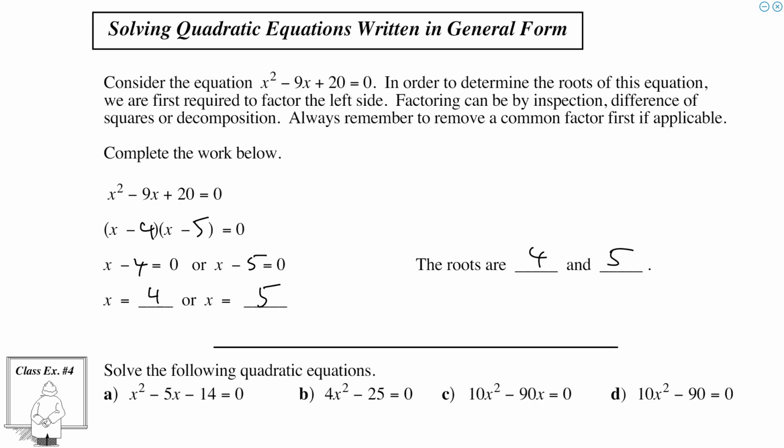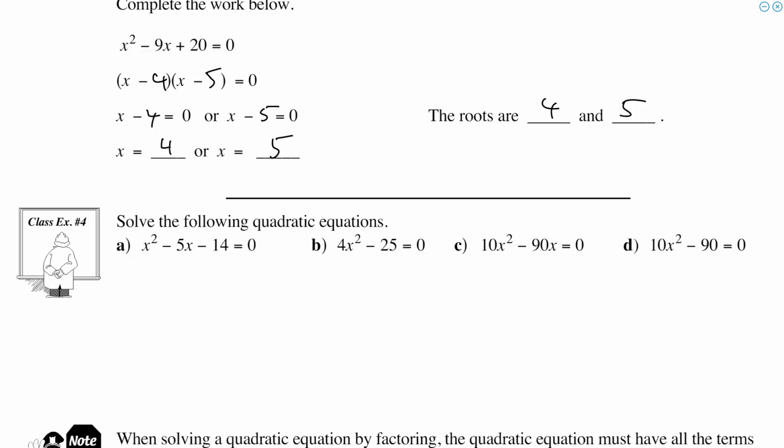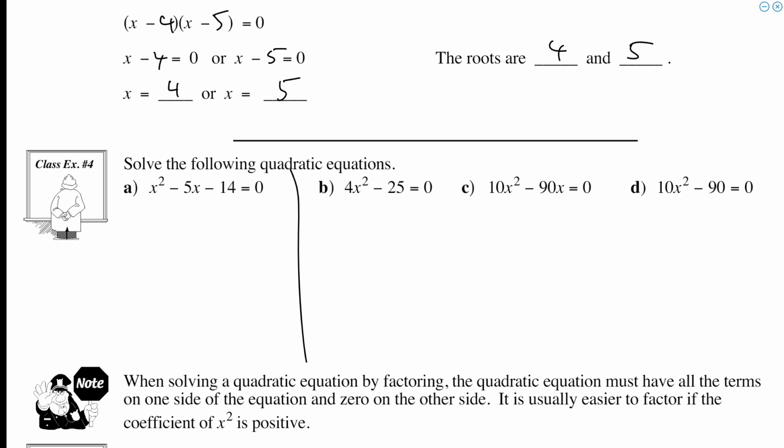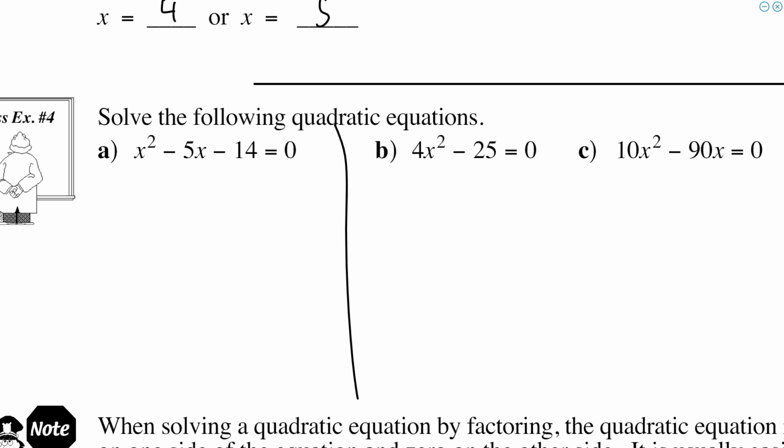Okay, so let's try this: x squared minus 5x minus 14 is 0. So we're wondering what things add to negative 5 but multiply to negative 14. Yeah, negative 7 and positive 2. Nice. So we have x minus 7 times x plus 2 equals 0.